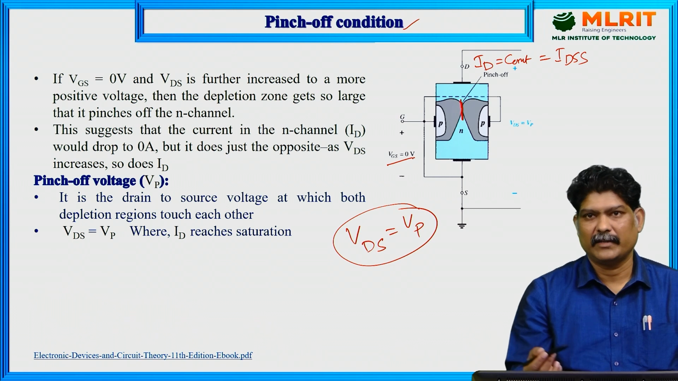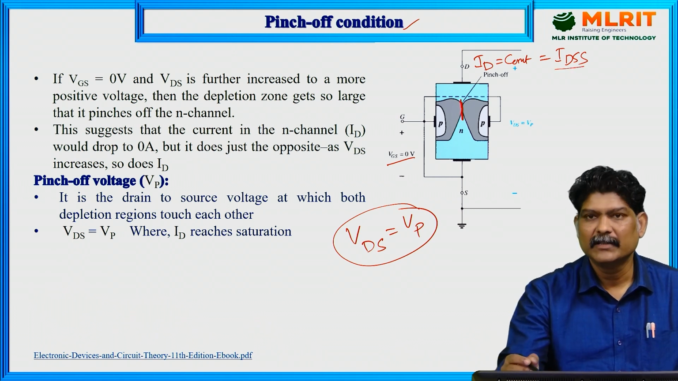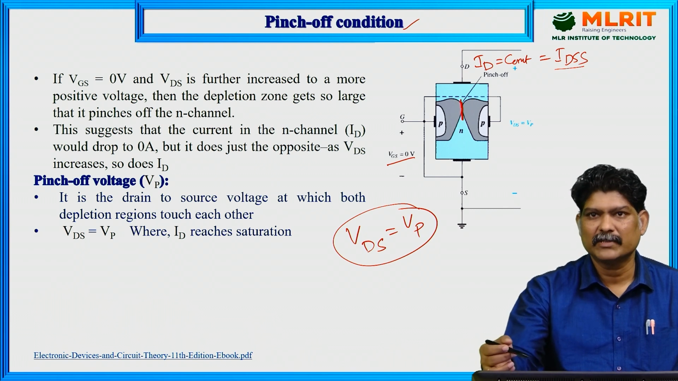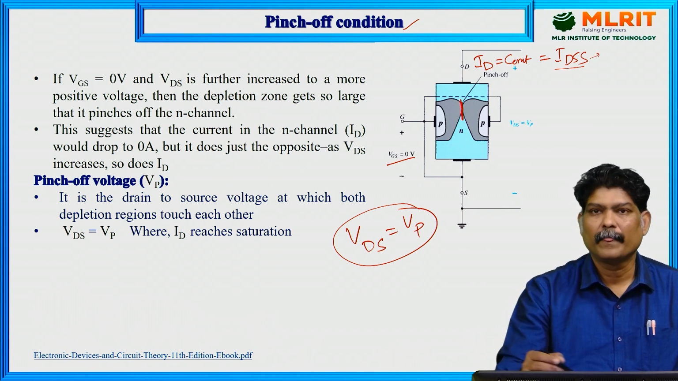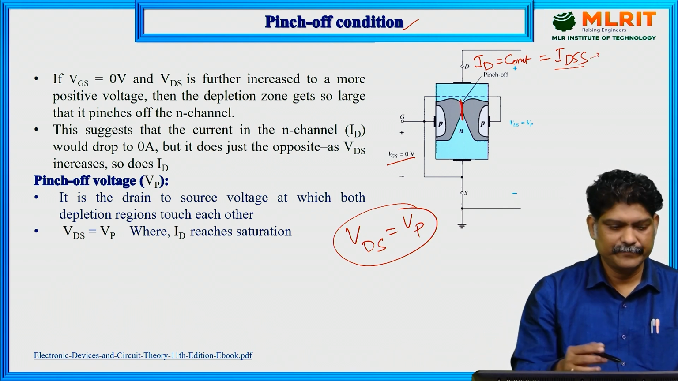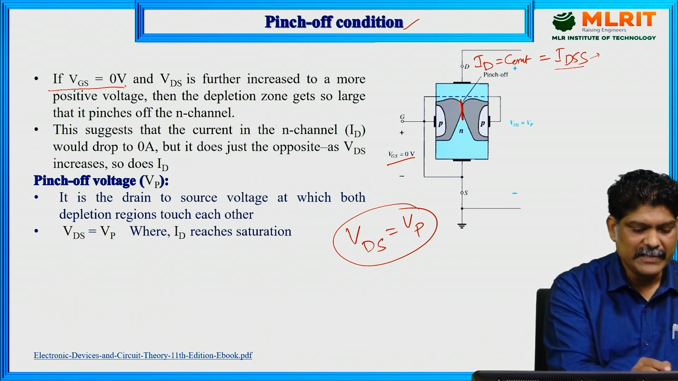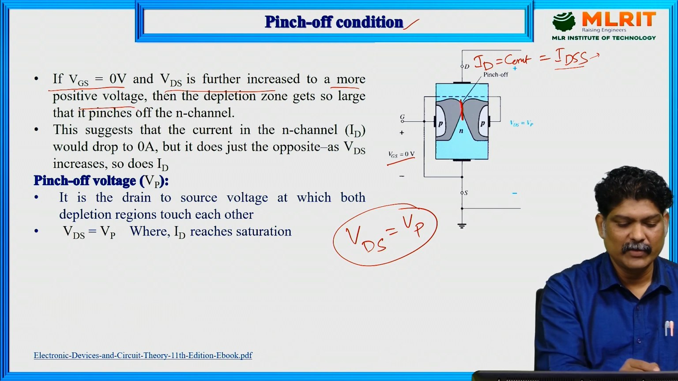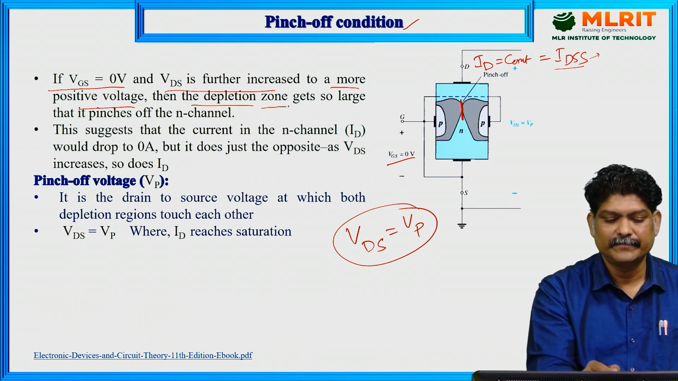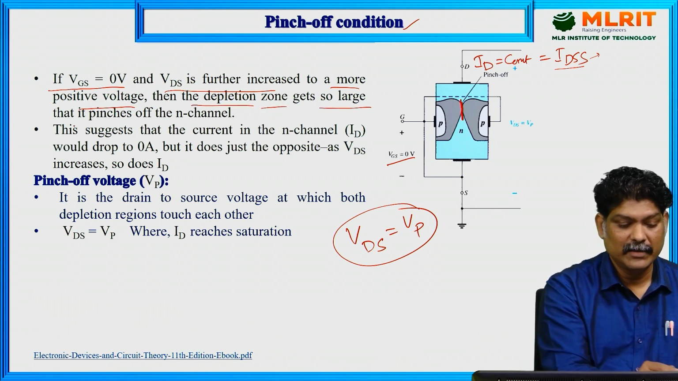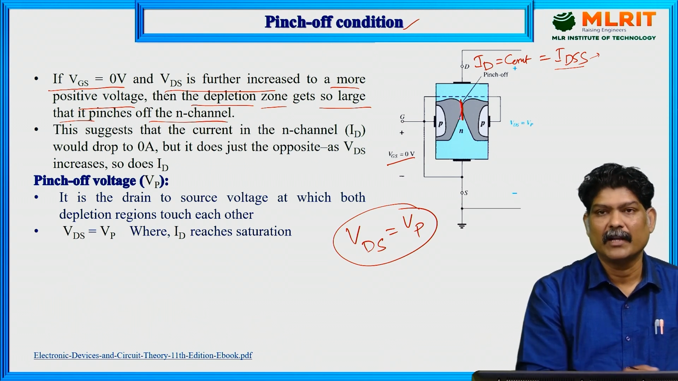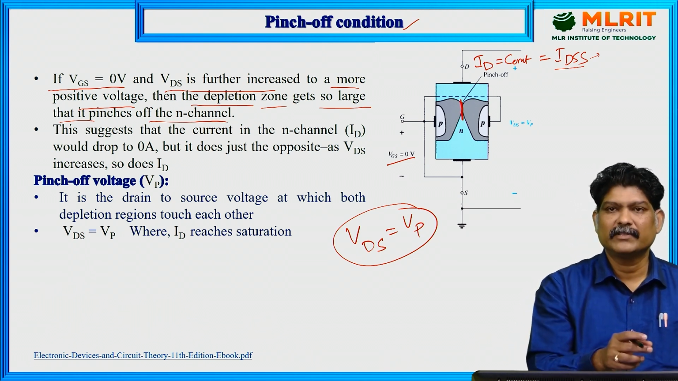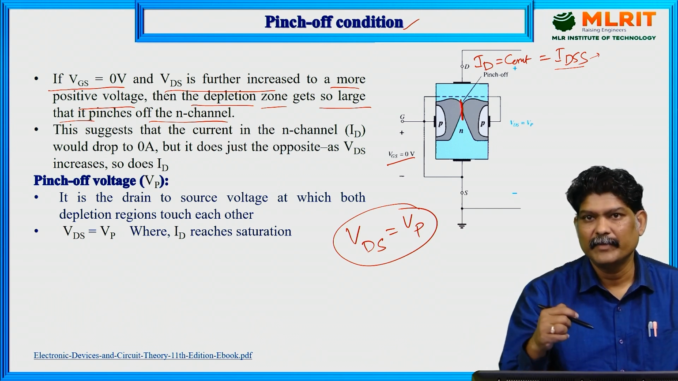the saturated drain to source current when the gate is 0, gate is shorted. So what does IDSS mean? Drain to source current, output current, drain to source current when your gate is short circuited. So here we can see if VGS is equal to 0 volts and VDS is further increased to a more positive voltage, then the depletion zone gets so large that it pinches off the N channel. Therefore, the channel width reduces. Channel width reduces means resistance increases and current will decrease.